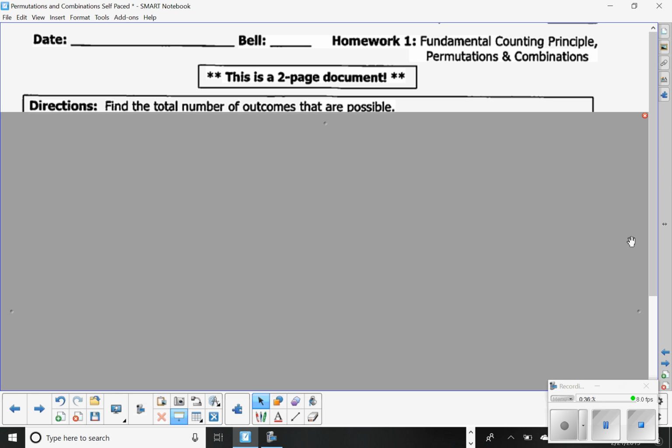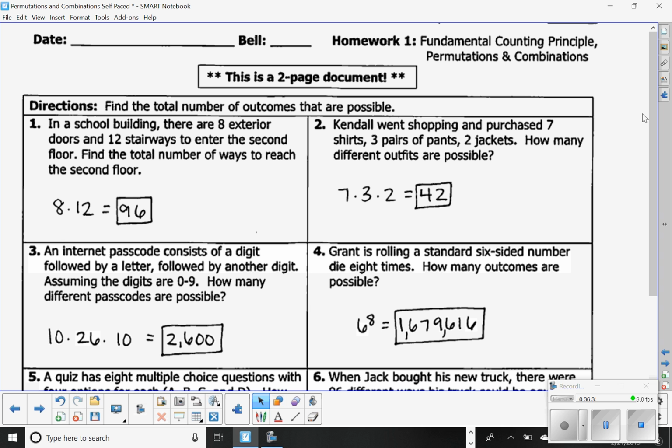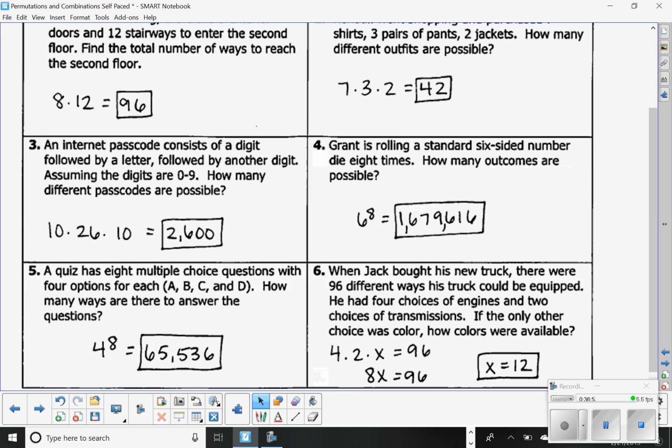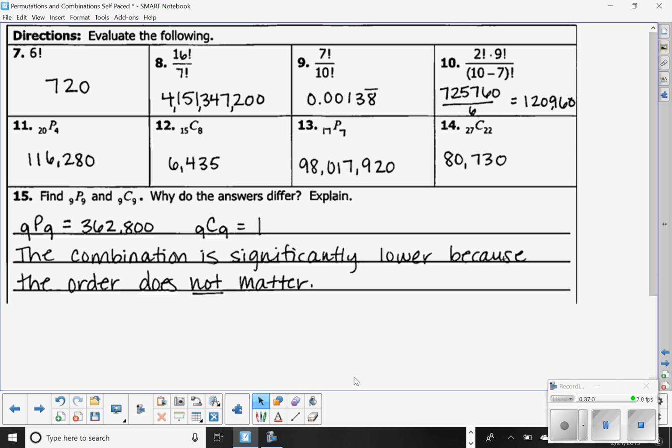You're back? Great. Here's this first page. Find the total number of outcomes that are possible. This is just the counting principle. Not factorials, not permutations, not combinations, just the counting principle. Everybody doing good? Again, you can pause the video if you need to take longer. Next up, we're doing some factorials, and then a permutation and a combination, and then explaining why the answers differ.